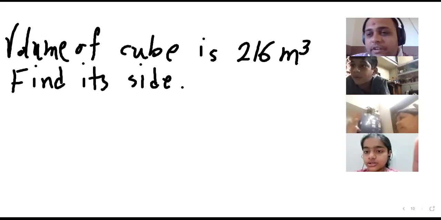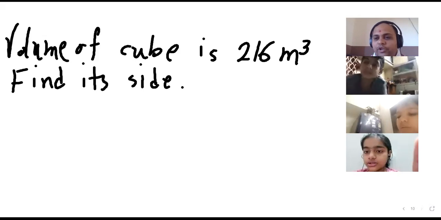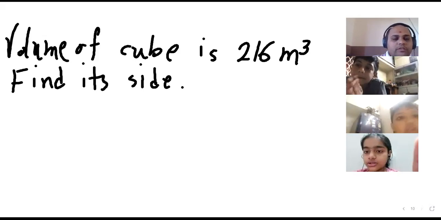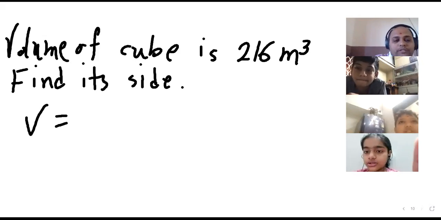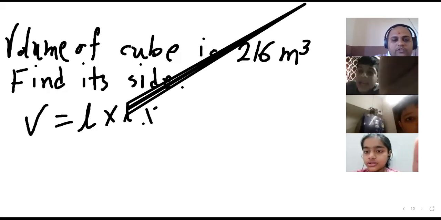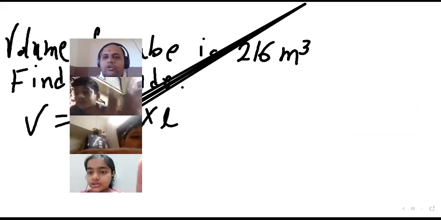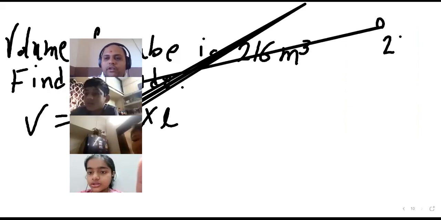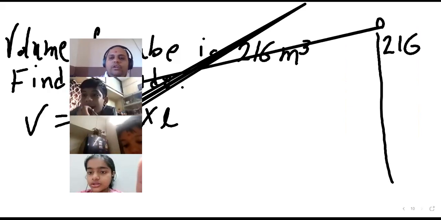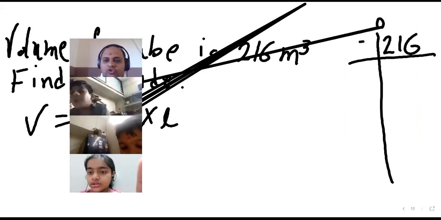Okay, now this is the interesting part. What do we do here? So everyone put your pencils down. Focus. We know volume is equal to L into L into L. Okay, right? So we have got 216. We have to do factorization. And we start with 2.